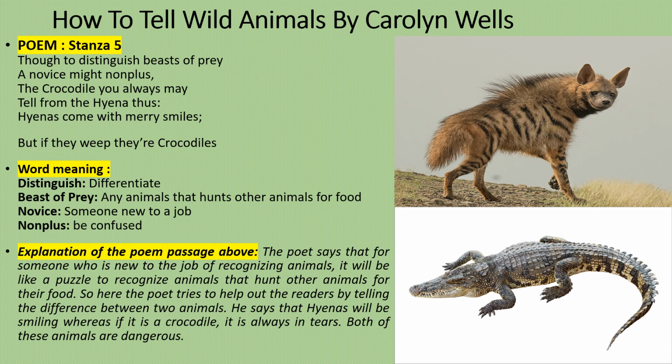So what is the meaning of this phrase? A novice might nonplus. That is a person who is not aware or who is not knowing the wild animals, or who is not able to distinguish between the wild animals that he or she is meeting in the jungle, how he can distinguish between them. Or a novice, a new traveler, a person not knowing the wild animals may get confused when he meets the animals. So Carolyn Wells has already described how to distinguish between these two animals.